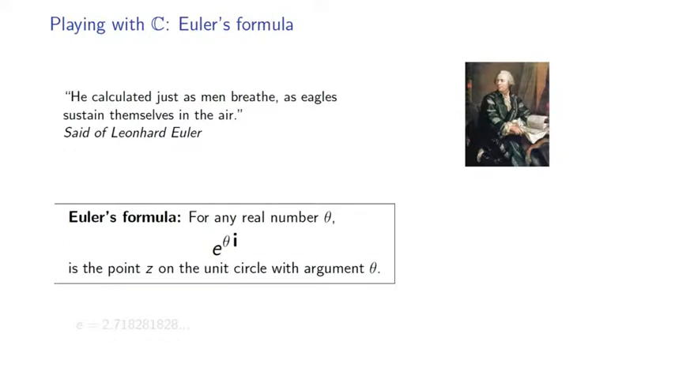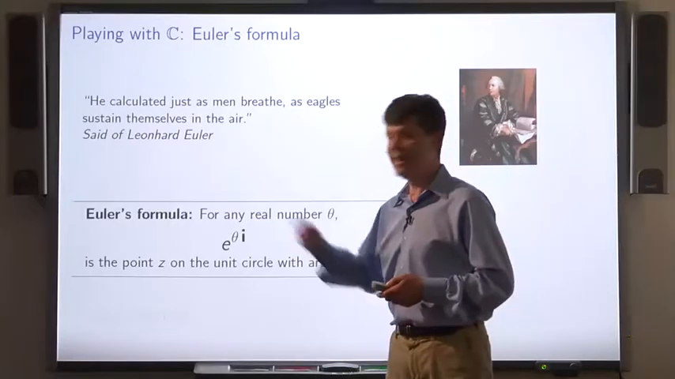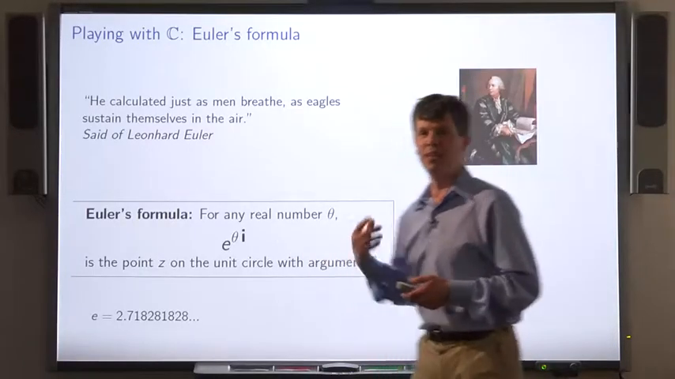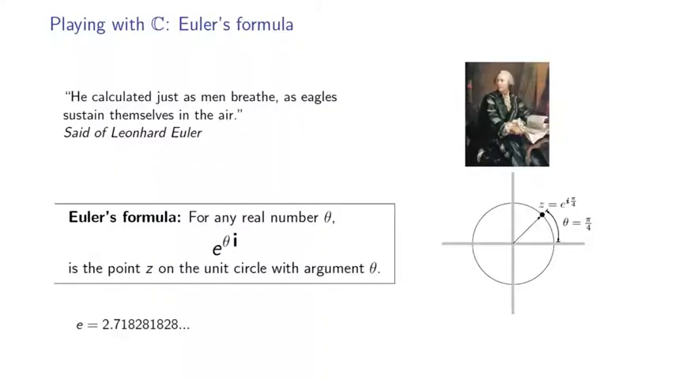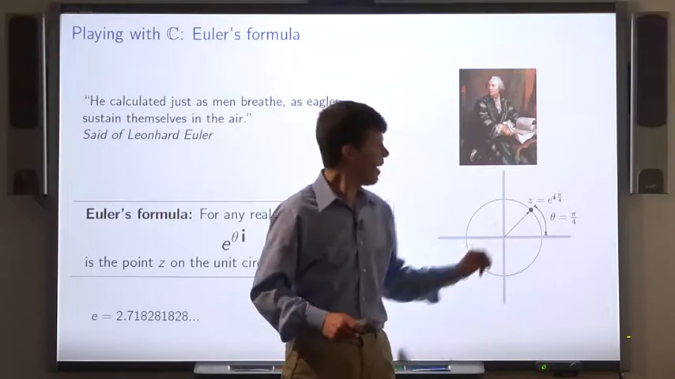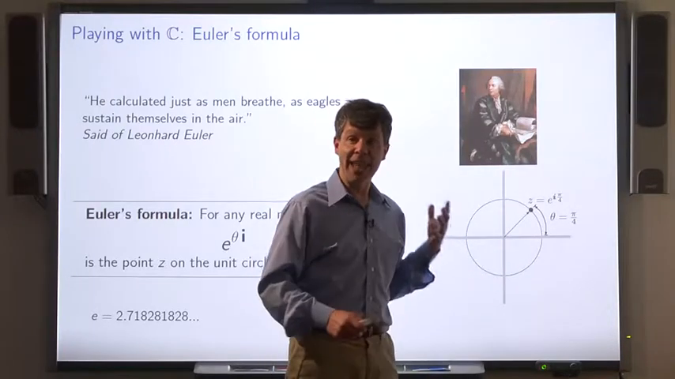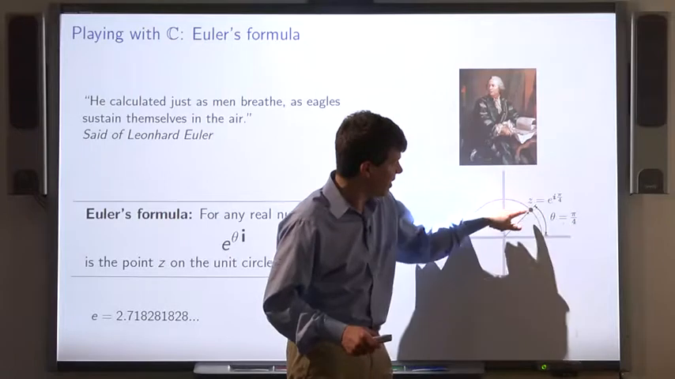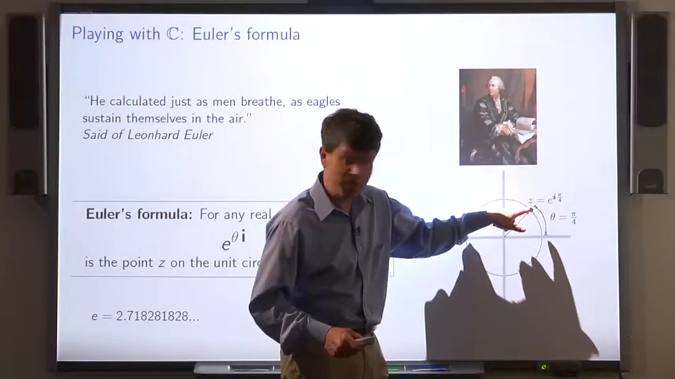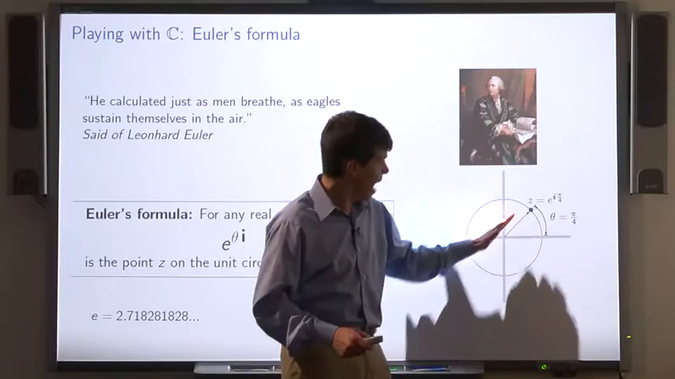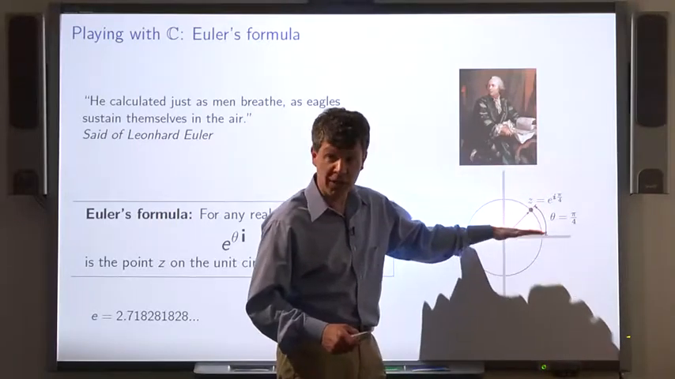Euler's formula states that for any real number theta, e to the theta times i is the point z in the complex plane on the unit circle whose argument is theta. Here, e is the famous transcendental number 2.71828 and so on. So here's an example. We plug in theta equals pi over 4, which corresponds to 45 degrees. e to the i times pi over 4 is this point in the complex plane. Notice that the arrow to that point forms a 45-degree angle with the x-axis.